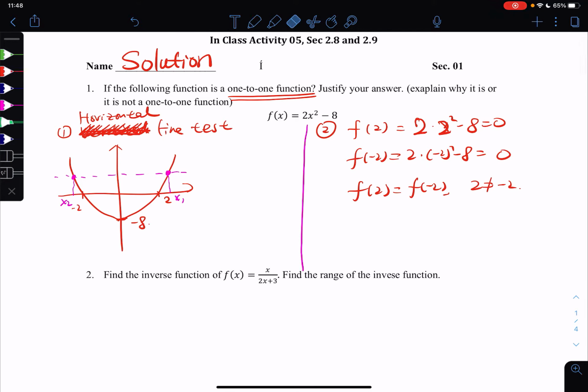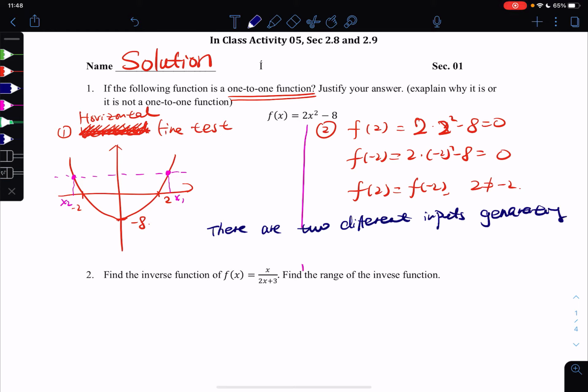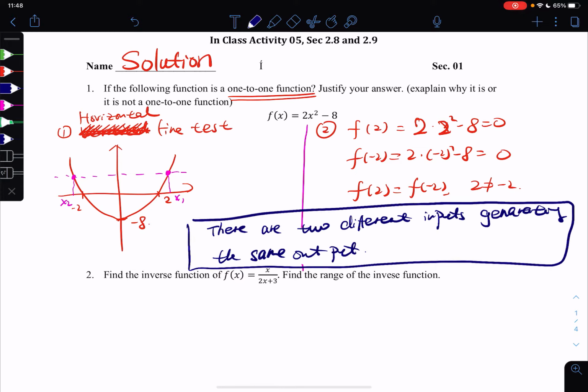So either way, you are going to get to the key part, both of which have demonstrated that there are two different inputs generating the same output, which essentially violates the definition of a one-to-one function. Therefore, it is not a one-to-one function. Okay, that's the idea.